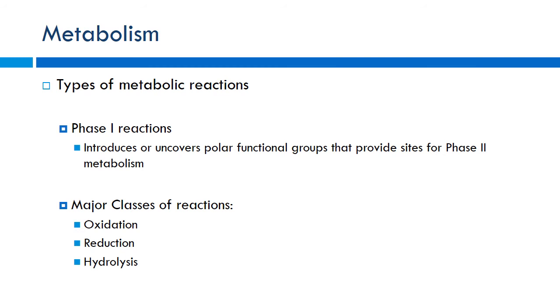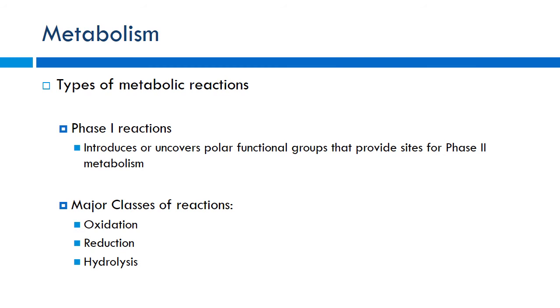There are two main types of metabolic reactions: phase 1 and phase 2 reactions. Phase 1 reactions are typically going to be introducing or uncovering some sort of polar functional group that allows the molecule to get ready for phase 2 reactions. These include things like oxidation, reductions, hydrolysis. These can all be done to make a molecule either more water soluble and get it ready for excretion on its own, or get it ready for phase 2 reactions.